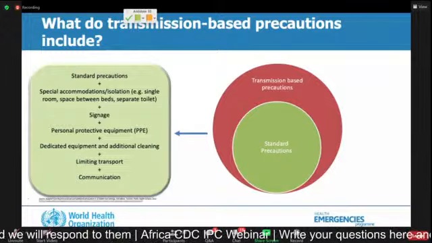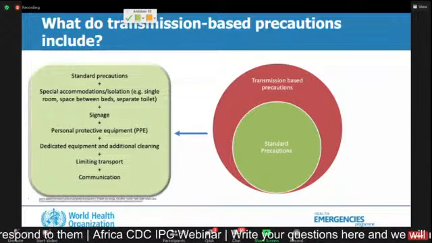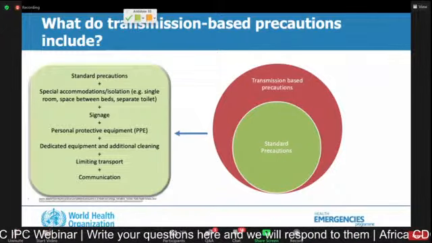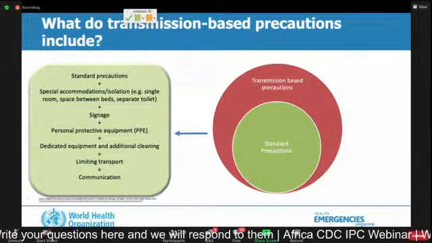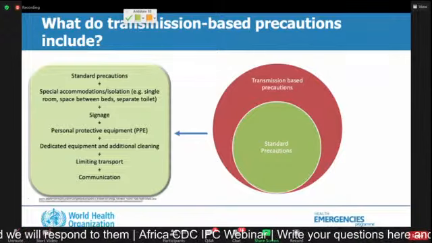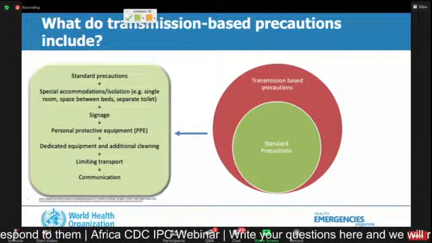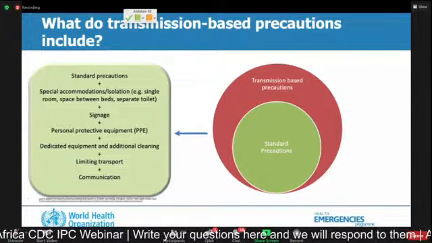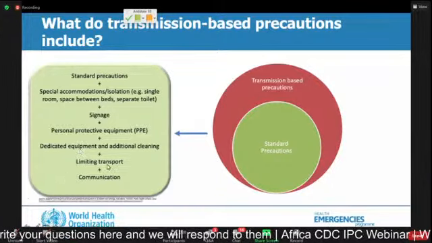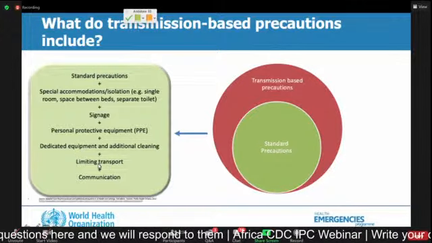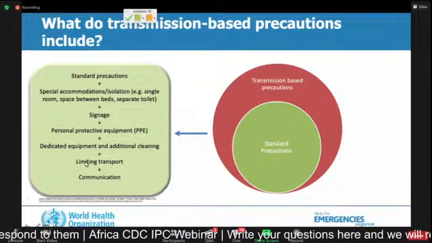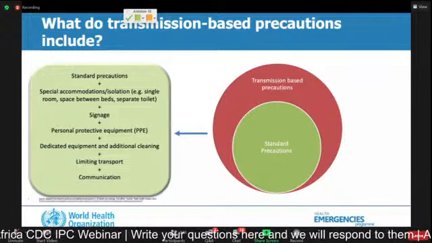So for example, for somebody who has a particular disease that is transmitted via contact, if you use equipment that touched the patient, for example a stethoscope or a tensiometer, and then you use it on the following patient, you can transmit the disease to the other patient. So it's recommended to have dedicated equipment for this kind of disease.